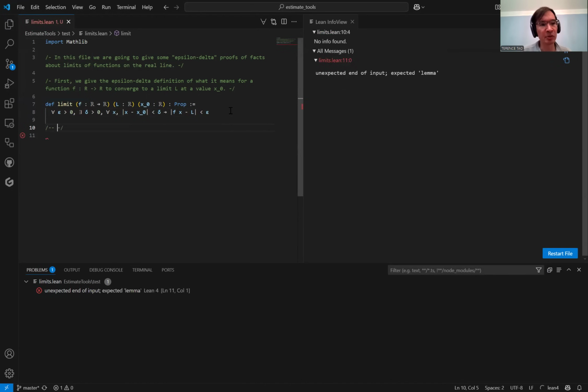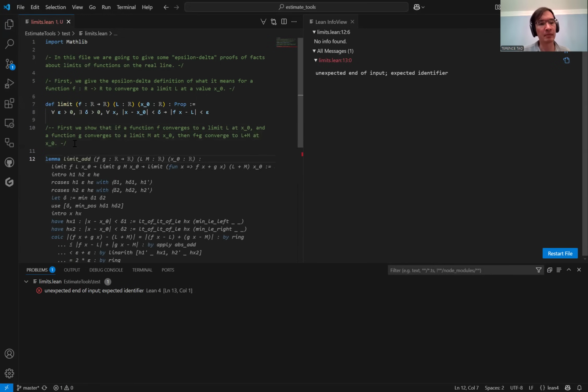Okay, so let's prove. Okay, first we show that if a function f converges to a limit L at x naught, and a function g converges to a limit m at x naught, then f plus g converges to L plus m. Yeah, that is what I want to show. So let's see, get the lemma.